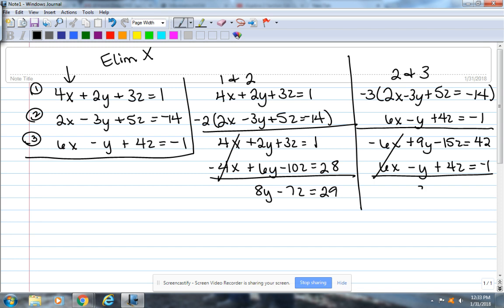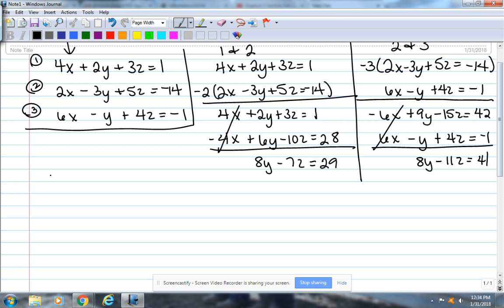9y minus y is 8y. Negative 15z plus 4z is negative 11z. And 42 minus 1 is 41. So now down here at the bottom, I now have two equations that have the same variables. Since we eliminated all the x's, I have a y and a z. So I'm going to come over here and stack those on top of each other.